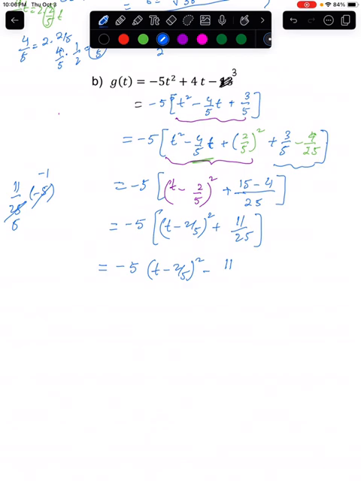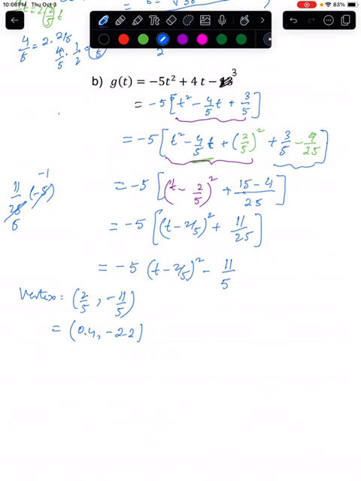So we can see that the vertex is 2 over 5, negative 11 over 5, which is actually equal to, in decimal, 0.4, comma, negative 2.2. We need to have it in decimal because for graphing purposes, it's easier to plot the decimal points. Okay, so that's what we get as the vertex.